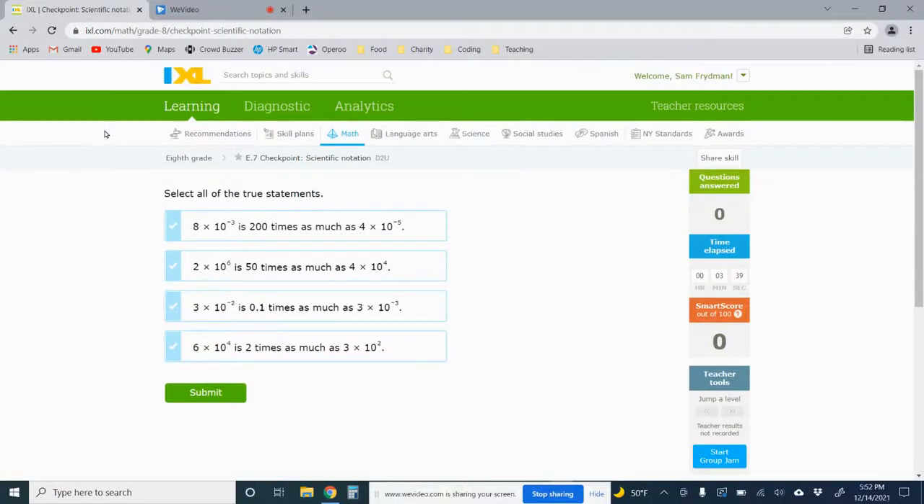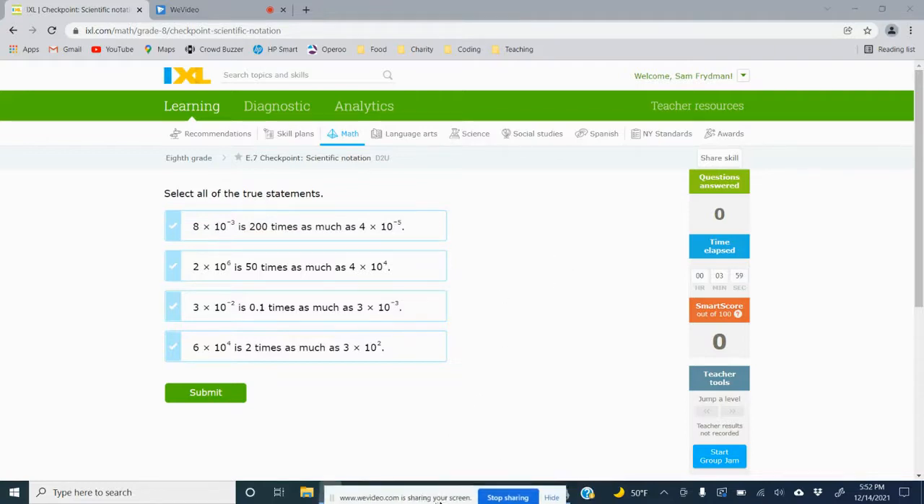Hi, everybody. Let's do IXL 8th grade E7 checkpoint scientific notation. Select all of the true statements. Let's look at the first one. 8 times 10 to the negative third is 200 times as much as 4 times 10 to the negative fifth. Is that a true statement?